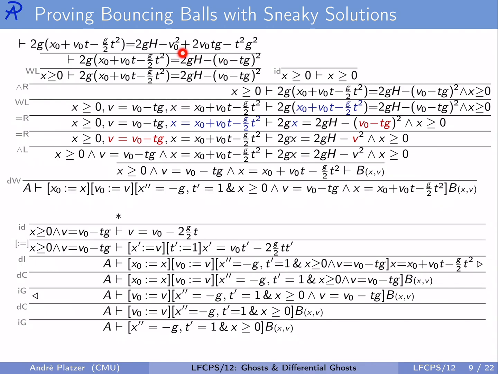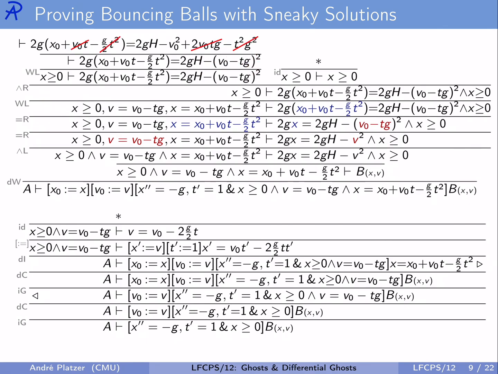If we multiply this out, we get minus v naught square plus 2 v naught tg, left and right hand side, minus t squared g square. And now that cancels because this exactly is that, and this exactly is that. And what we've got remaining is exactly a question on the initial value and the fact that the initial height h was set up correspondingly. So that will follow exactly from the rest of the proof.